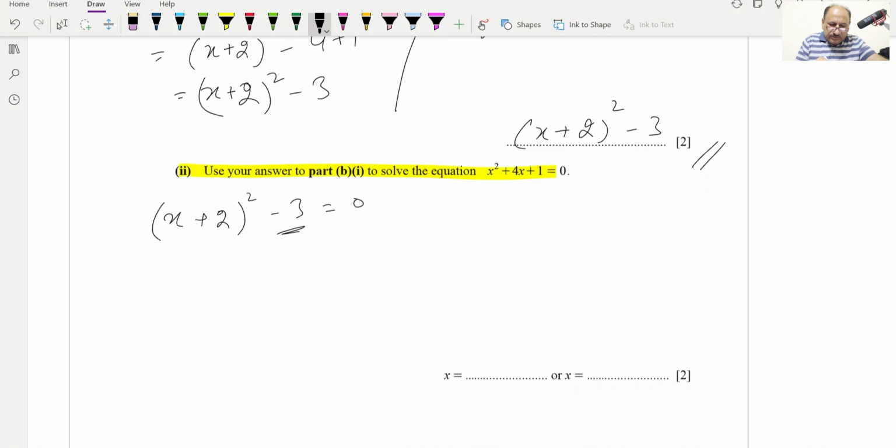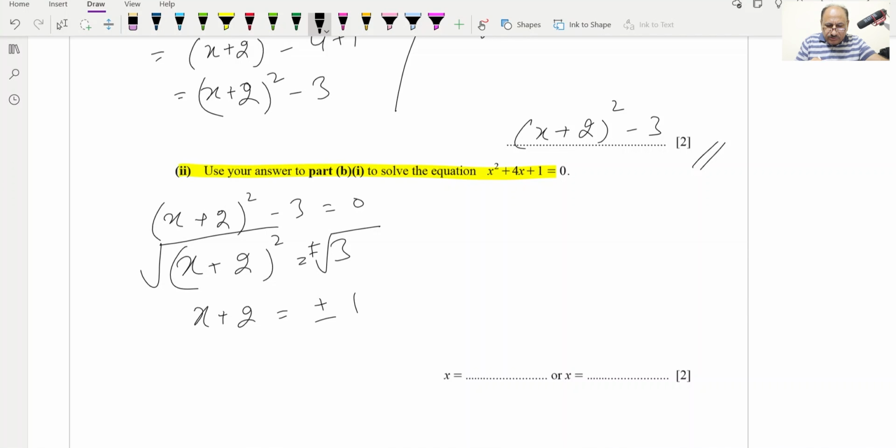We'll shift this minus 3 to the other side, so (x + 2)² will be equal to 3, and we can take root on both sides, so it will be plus minus. So x + 2 will be equal to plus minus root 3. We can shift the 2 to the other side, so −2 plus minus root 3, this will be our answer. And we can write it in decimal also.